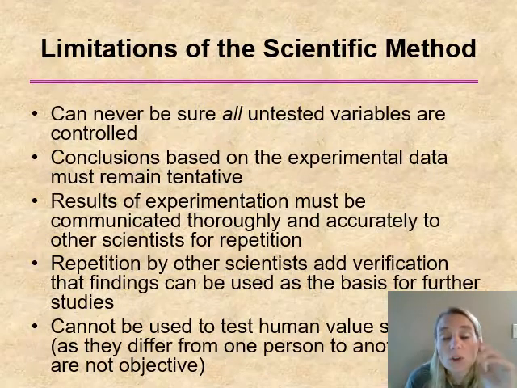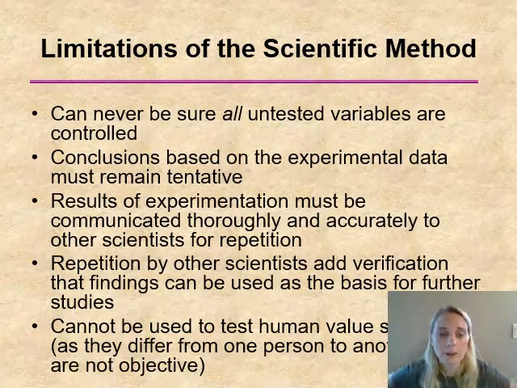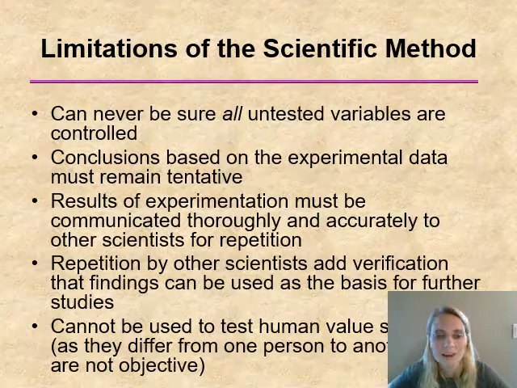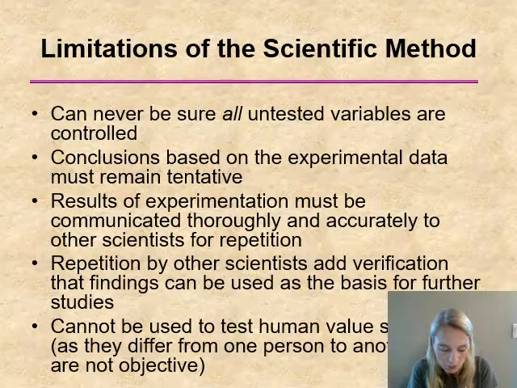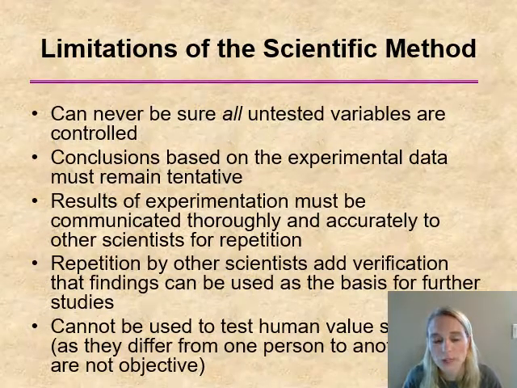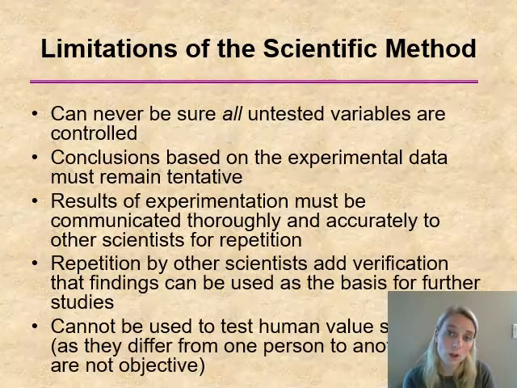Okay, so there are some limitations, right? We can't know everything. So there are some limitations to the scientific method. We can never be sure all untested variables are controlled. It's too hard to control everything unless you're in a very tightly modified laboratory environment, but that's not realistic. So in a realistic explanation of things, we can't control all those variables. These conclusions have to be tentative because more evidence might come along that could change that understanding.